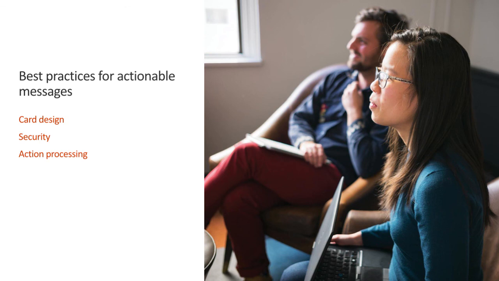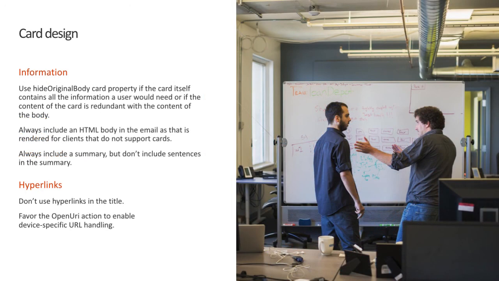It wouldn't be a complete module until we actually talk a little bit about some best practices for actionable messages. Here, let's talk about card design, security, and action processing. For the card design, for the informational stuff that we pass across, we want to use the hide original body card property if the card itself contains all the information the user would need, or if the content of the card is redundant with the content of the body.